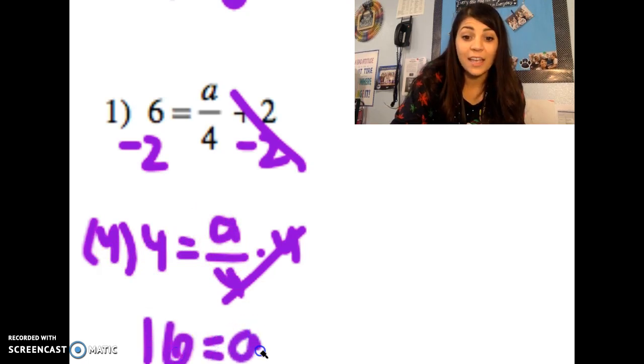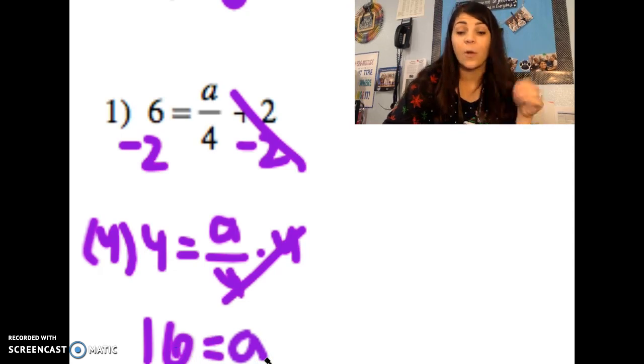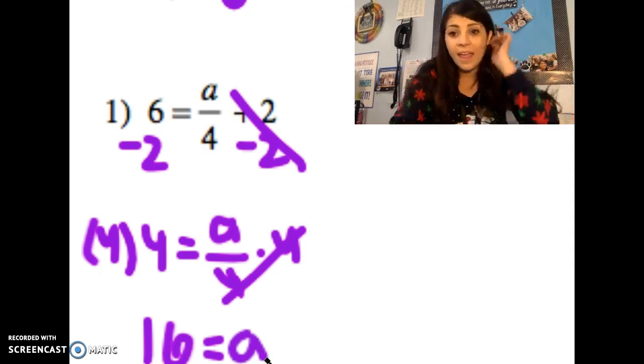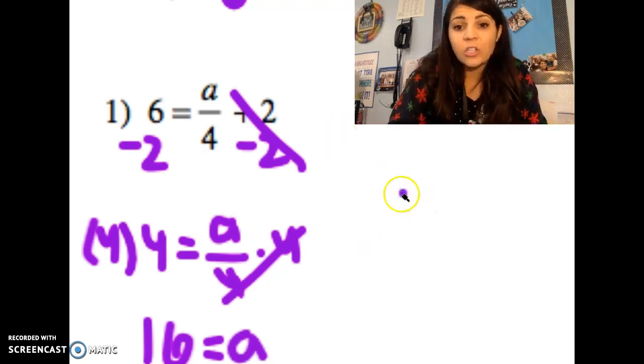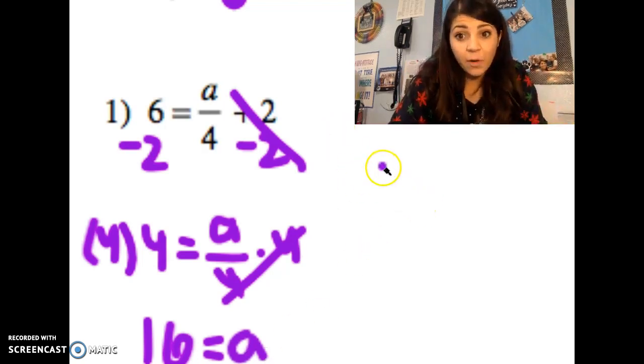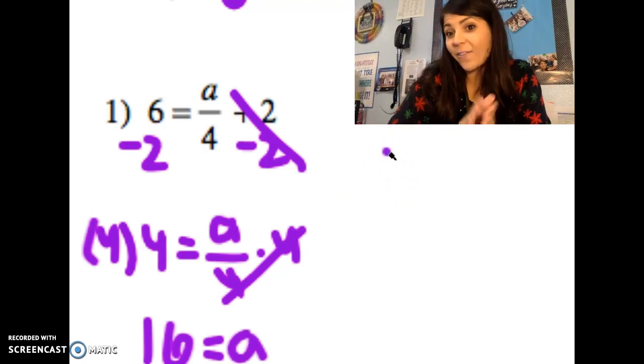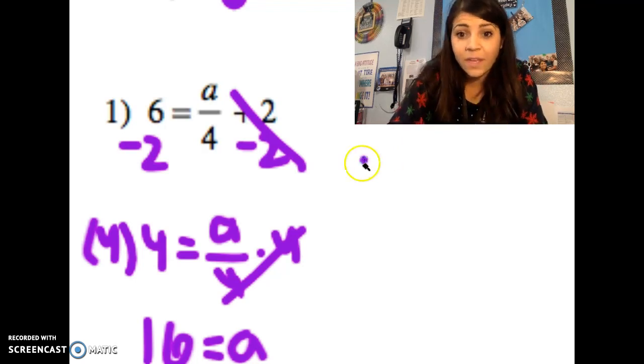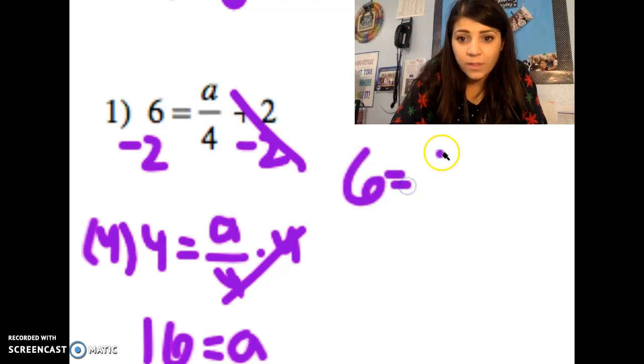And just like I said for the one-step equations, we have to do this again for the two-step equations, right? And we have to check our work. So if I check my work like I'm supposed to for every single problem, my first step is always going to be to rewrite the original equation. So I'm going to literally rewrite 6 equals a over 4 plus 2.